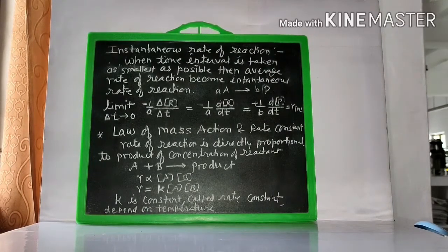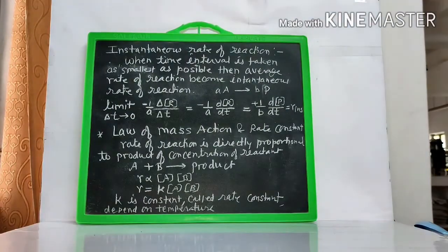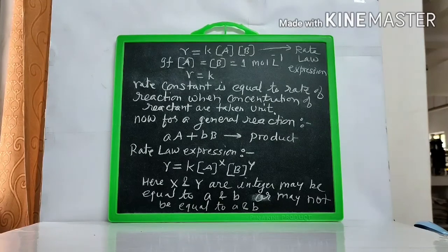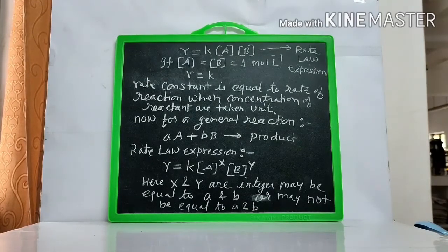Law of mass action and rate constant. Rate of reaction is directly proportional to the product of concentration of reactants. So R can be written as R equal to K, active mass of A and active mass of B. We can define rate constant: rate constant is equal to the rate of reaction when the concentration of reactants is taken as unity.